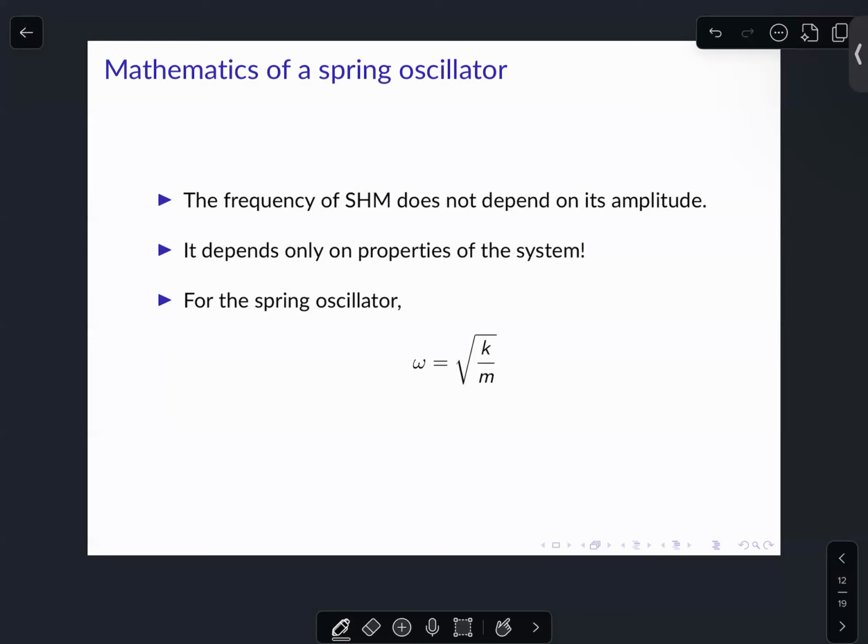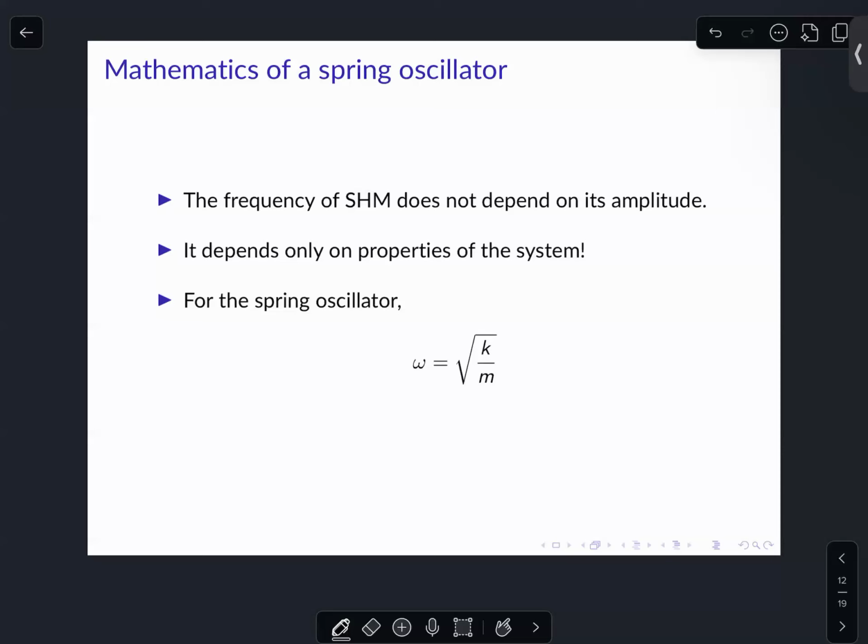The resistance of a resistor does not depend on the electrical signal through it. It depends on the properties of the resistor. The capacitance of a capacitor does not depend on charge and voltage. It depends on the properties of the capacitor. Well, the oscillation frequency depends only on the oscillator itself, the mass and stiffness of the spring. Bam, there you go. Note this is omega, not F.